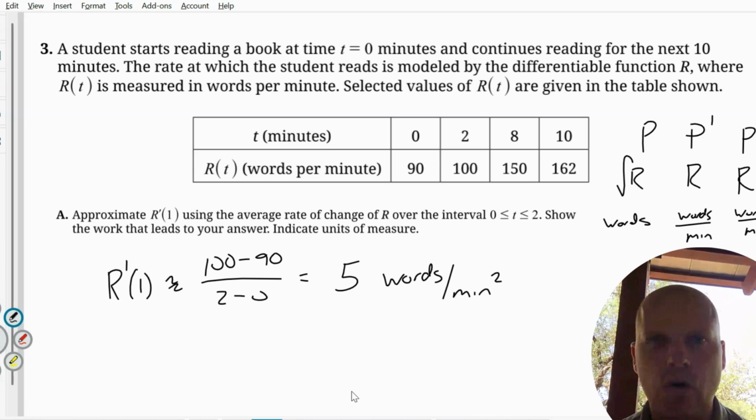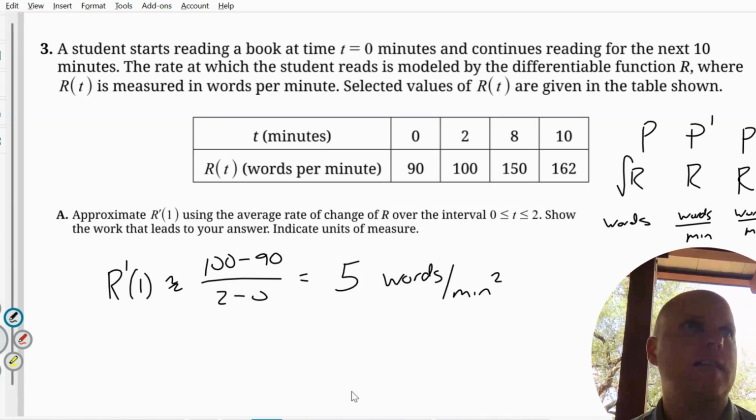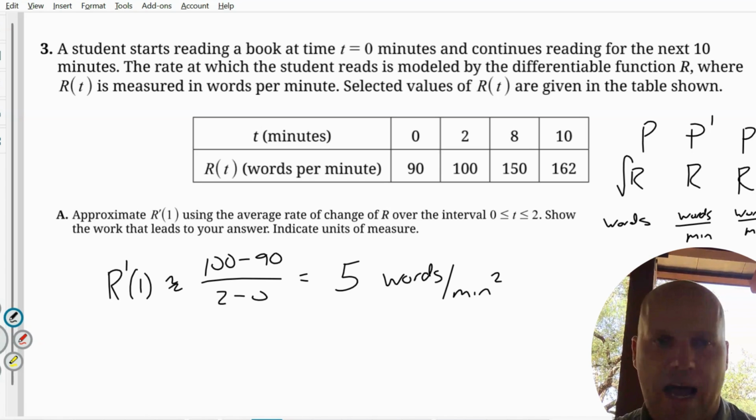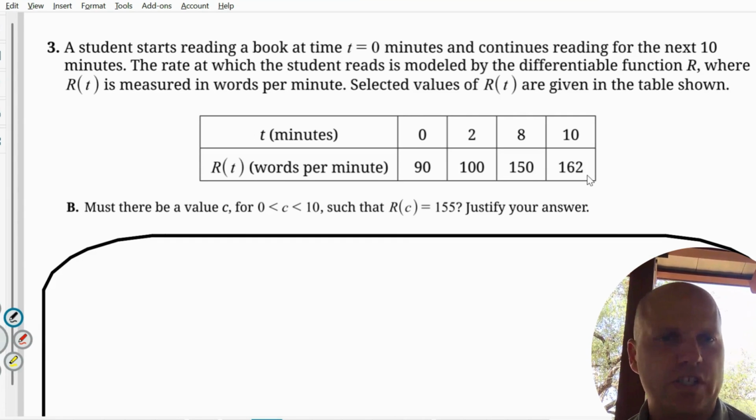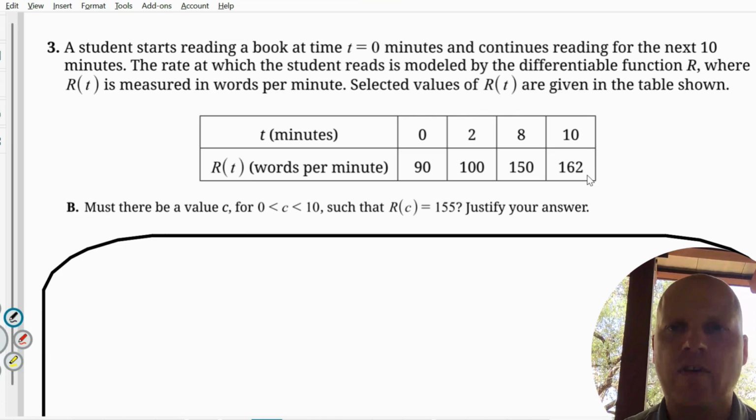They didn't have you explain that the words per minute are increasing, or that the rate the student is reading is increasing. They just said, get that. I mean, pretty straightforward and very easy. Then we have: must there be a point where the rate at which we are reading is 155 words per minute? And the answer is, obviously, we're going to go from 150 to 162. We have to pass 155.